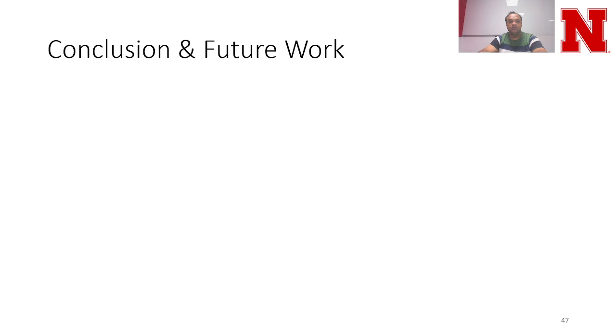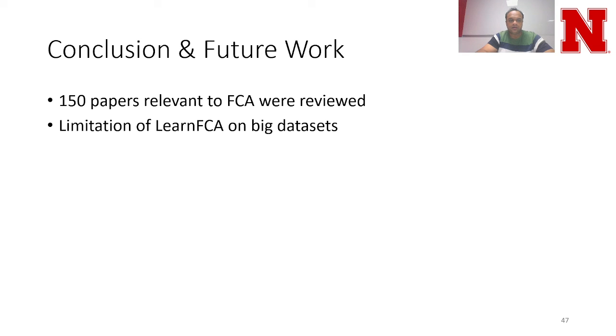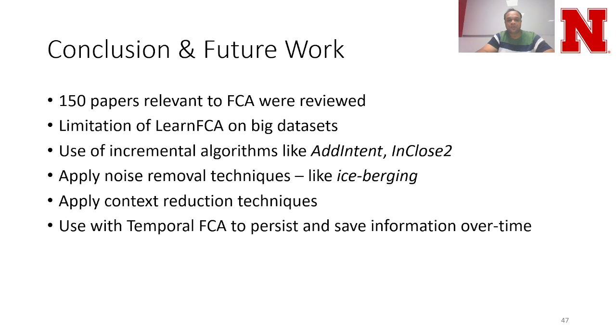Conclusion and the future work. We reviewed about 150 papers related to FCA to see the various extensions of FCA that have been used. Also, we figured out that we have a limitation in our model for bigger datasets, and hence this could be a good direction for our future work. Specifically, we could use incremental algorithms like AddIntent or any recent algorithms to improve the efficiency of our generation of lattice and classification.